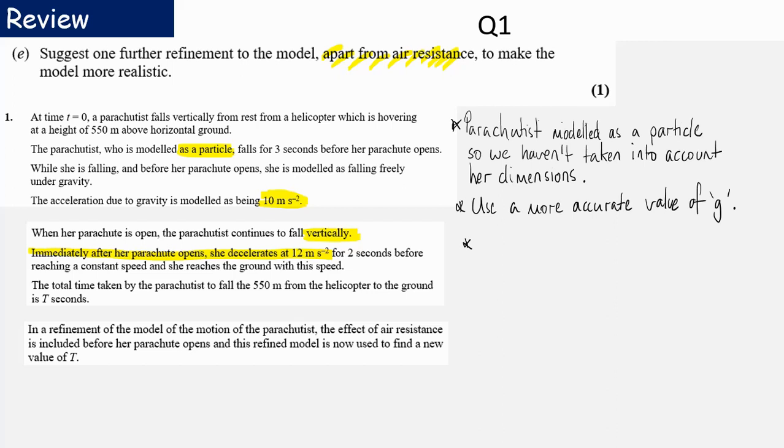We could have said the parachutist doesn't continue to fall vertically. So the parachutist doesn't fall vertically. And this section here, immediately after a parachute opens, she decelerates at 12 meters per second squared. So we can state that we don't have a constant deceleration.